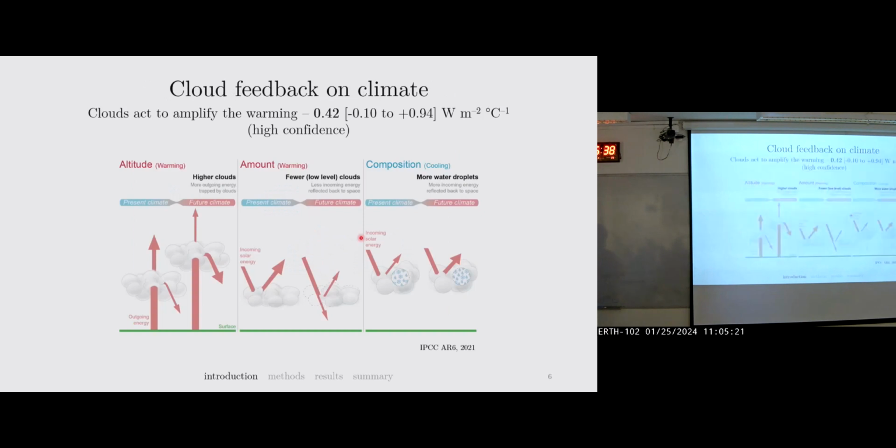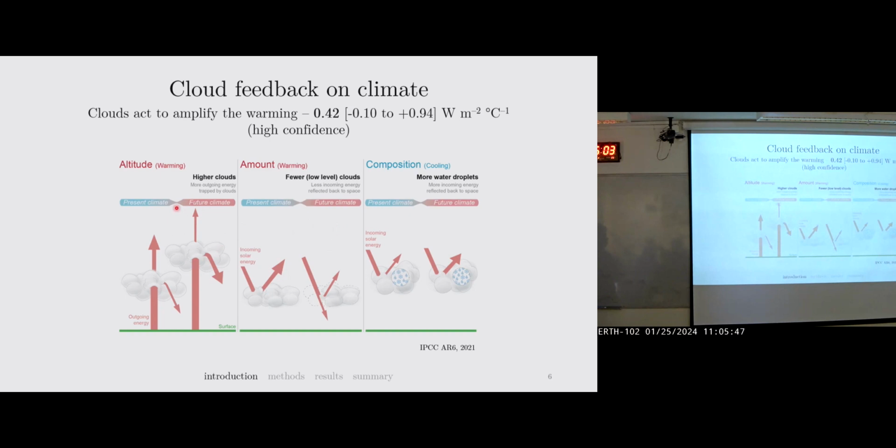So the cloud feedback, as is estimated today in the latest IPCC, actually acts to amplify the global warming, the initial warming perturbation. We have here the numbers and also the range of certainty. So it's very unlikely that we'd have a cooling effect from the clouds, that is, a negative cloud feedback. And this can be traced down to mainly three different mechanisms.